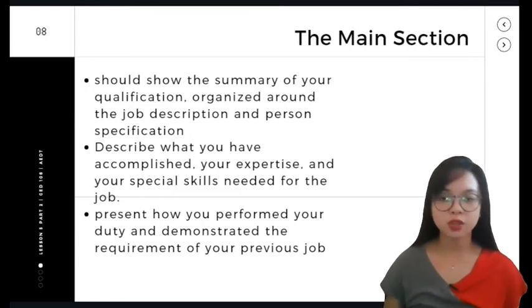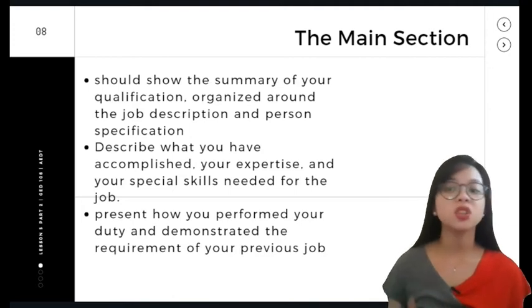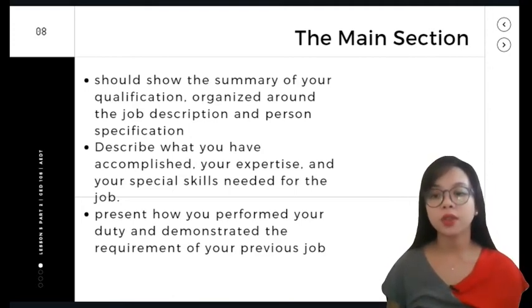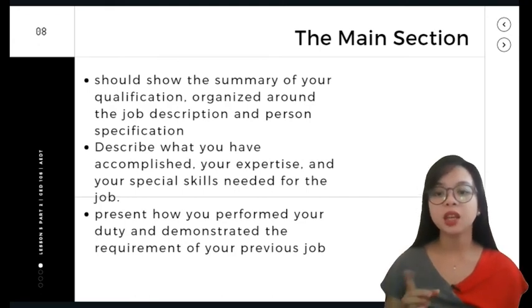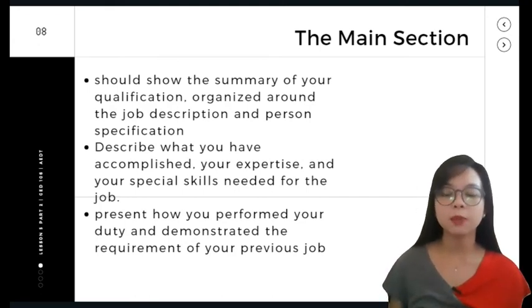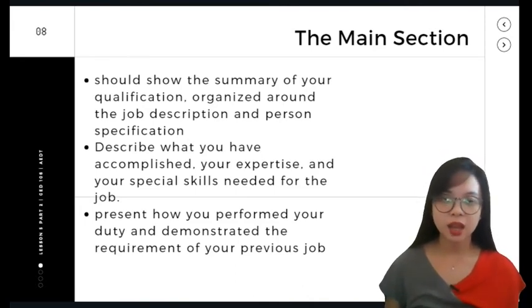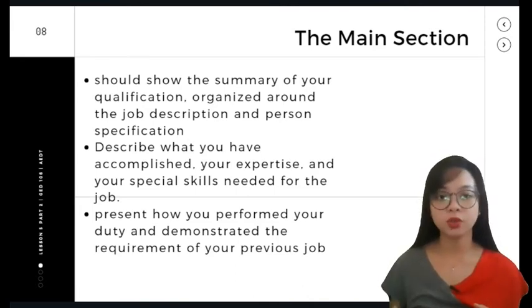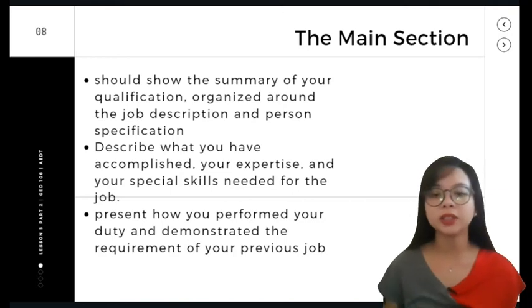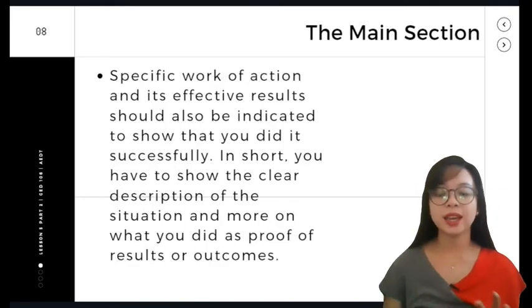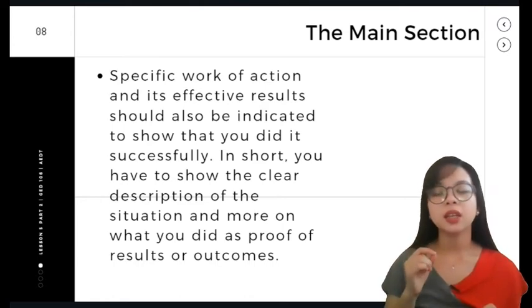So you have to describe what you have accomplished, your expertise, and of course, your special skill needed for the job. You also have to present your performed duty and demonstrate the requirement of your previous job. So you may even add a particular situation wherein you were able to showcase your expertise and deep understanding for the job that you had before.